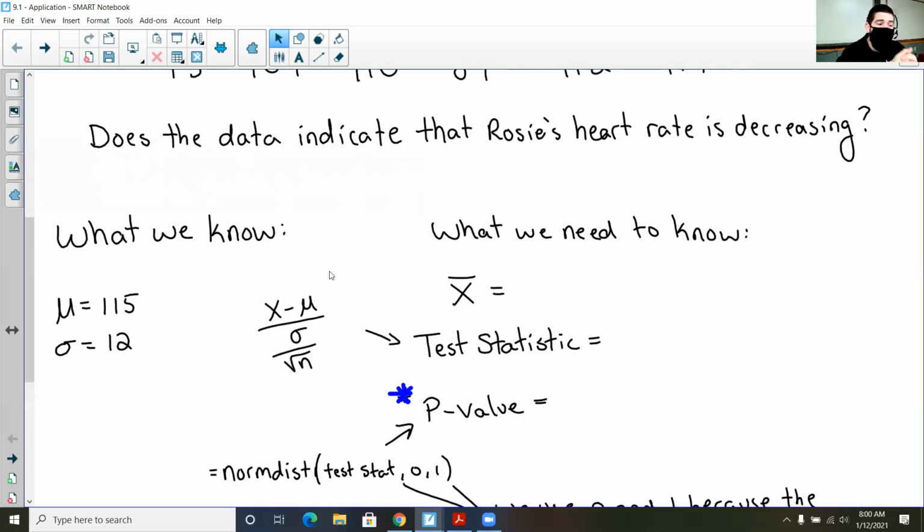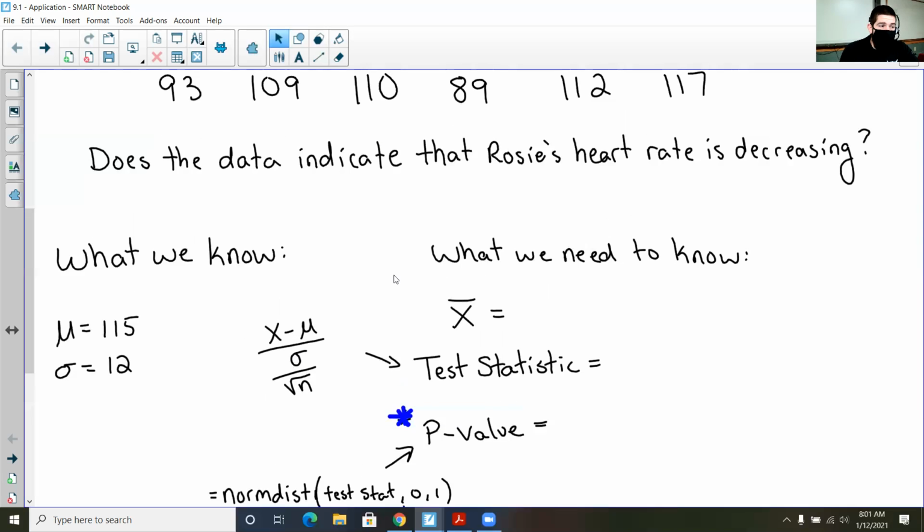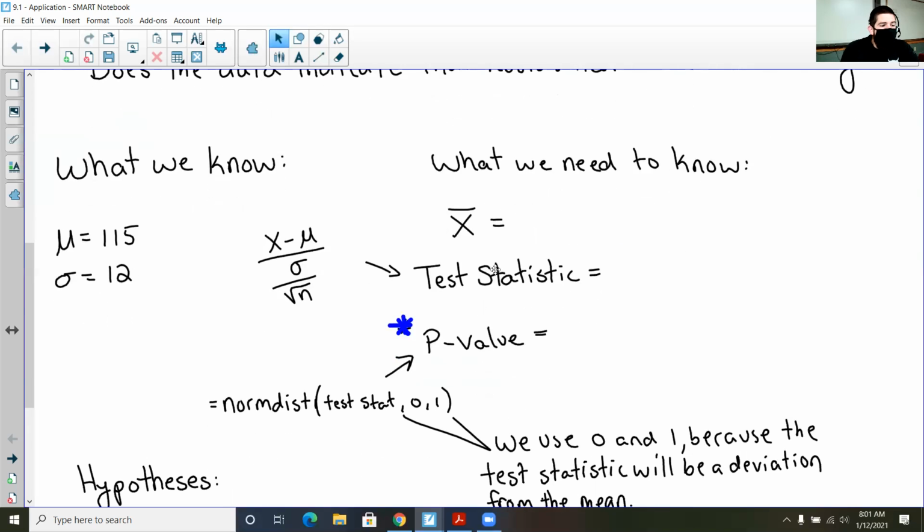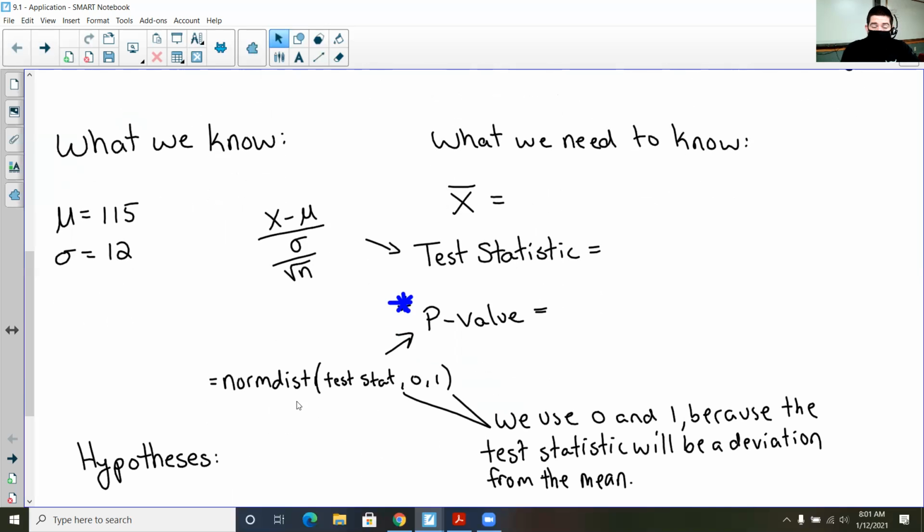Now, just as a reminder from yesterday, the formula to find the test statistic is going to be the x value that we are referring to. So this x value is going to be the x bar minus the mean, which is 115, divided by the standard deviation, which will be divided by the square root of the sample size. Now, my sample size is going to be 6. Once I figure out that test statistic, I am going to throw it into the normal distribution, again on Google Sheets. And that's going to be the test statistic, 0 and 1.